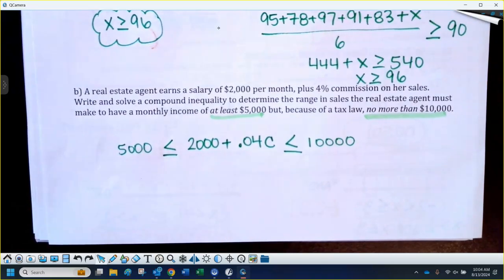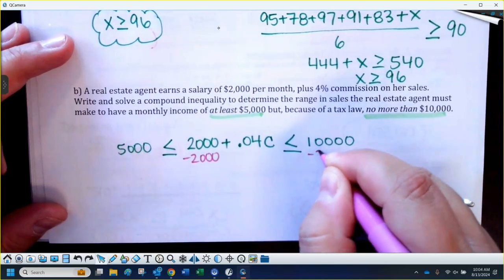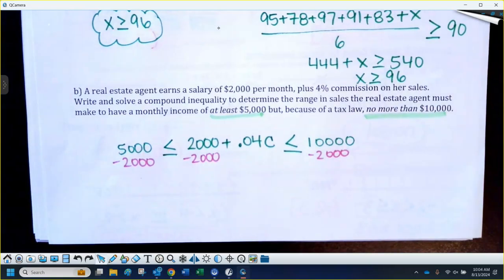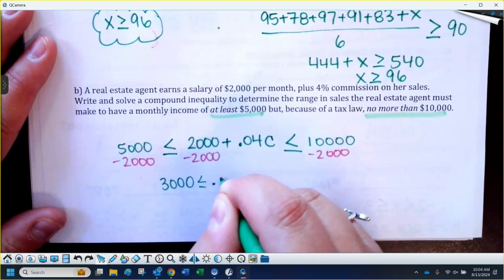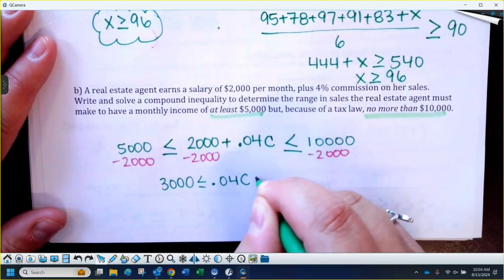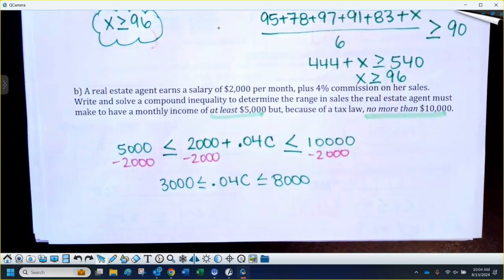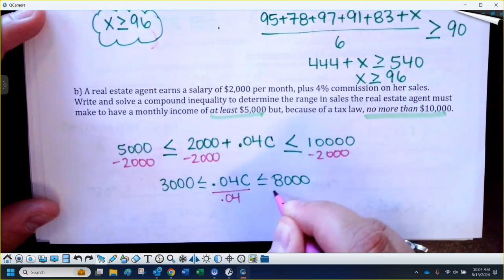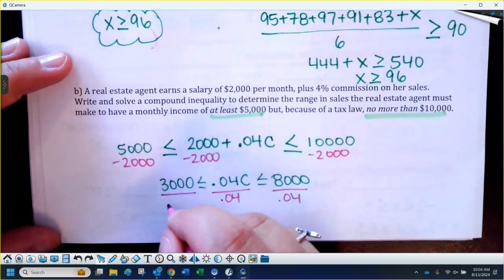Now we're just going to do 2 steps real quick and we'll be done. So let me subtract 2,000 here. Get rid of any addition or subtraction first, and then get rid of any division or multiplication. So we got $3,000 less than or equal to 4% in commissions for her, which is less than or equal to 8,000. And then we're going to divide everything, and it's important that you convert that percentage to a decimal, because if you would divide by 4, it wouldn't be quite accurate.